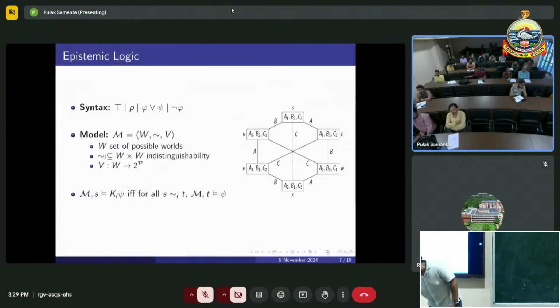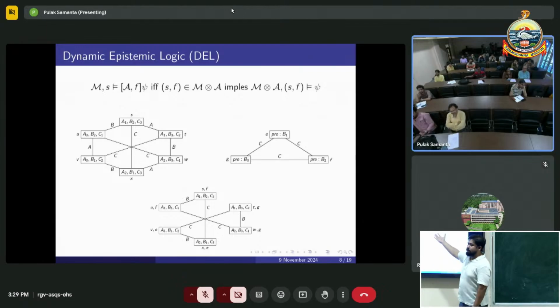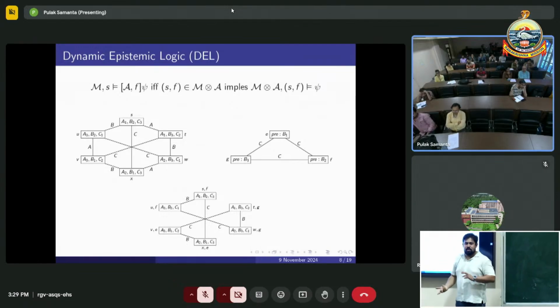And then there's this extension called dynamic epistemic logic. We can brush over this quickly, but dynamic epistemic logic is just an extension of epistemic logic, which extends it with this operator. This is telling you that if some event occurs, then as per the event, the whole knowledge structure changes. Now, you can reason about the knowledge of the agents.